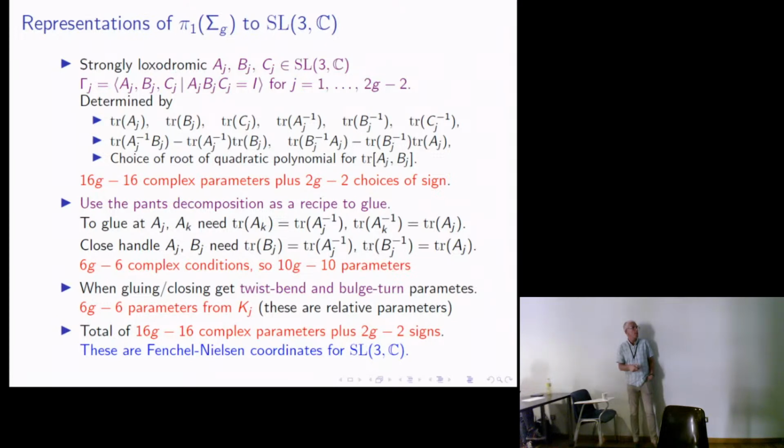Now I use the pants decomposition as a recipe of how to glue. I'm going to get for each curve 2 complex conditions. So those are 6g minus 6 complex conditions. I'm left with 10g minus 10 parameters. But when gluing, I can get complex twist, bend, bulge, and turn parameters. So I'm going to get 6g minus 6 more complex parameters. Again, relative, just like we had before. They're not absolute invariants, they're relative to some fixed starting surface. And that's 16g minus 16 complex parameters plus 2g minus 2 choices of sign. And those are my Fenchel-Nielsen coordinates.